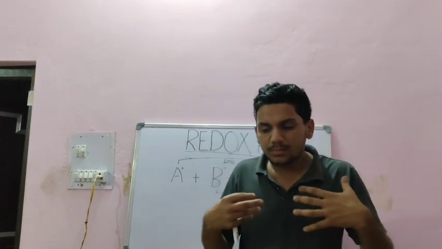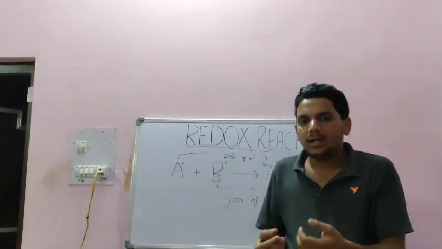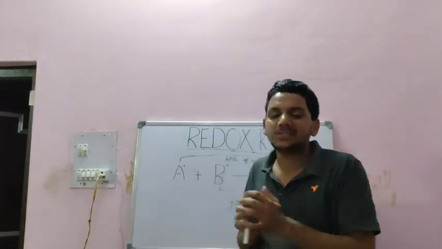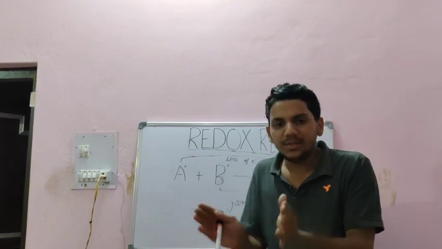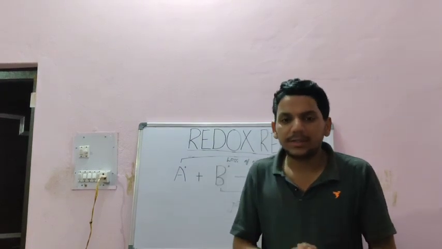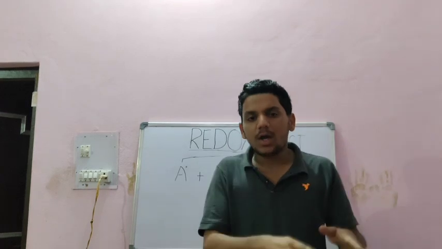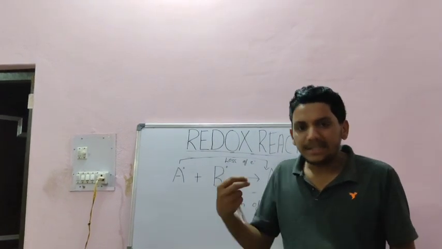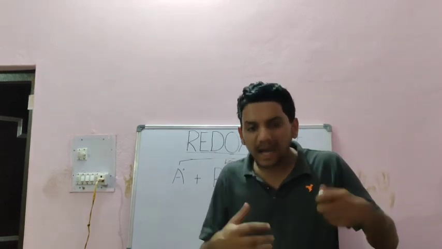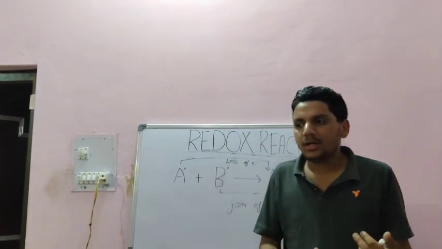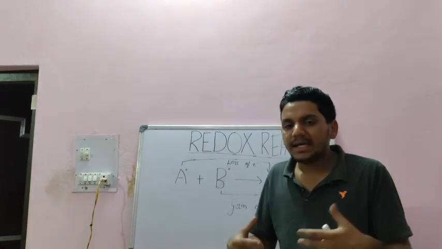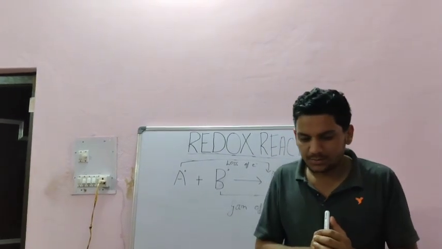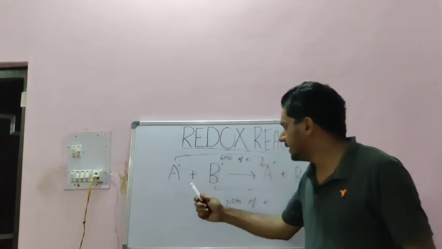Now, the more useful definition of oxidation and reduction is that oxidation means loss of electrons. When an atom in a molecule or a compound loses an electron, it undergoes oxidation. On the other hand, when an atom in a molecule or a compound gains an electron, it undergoes reduction.